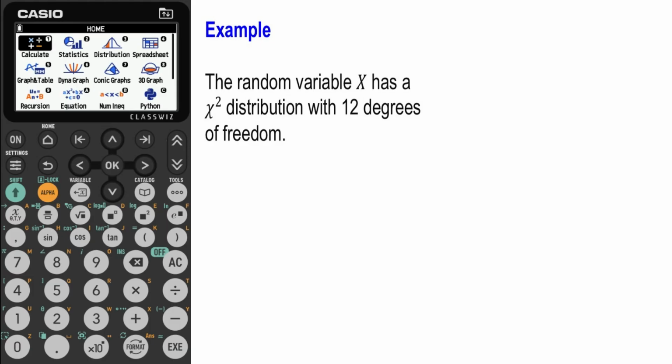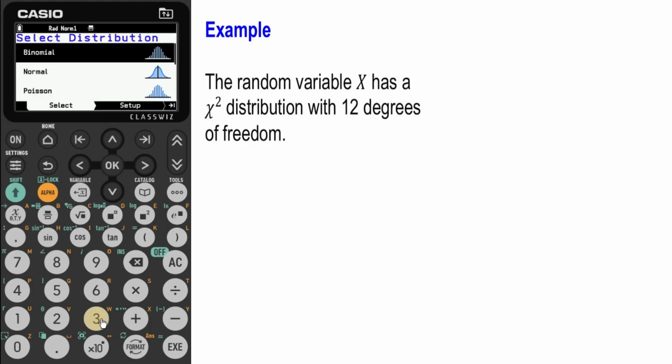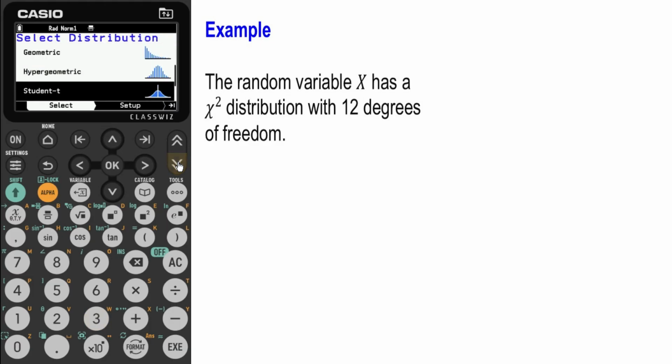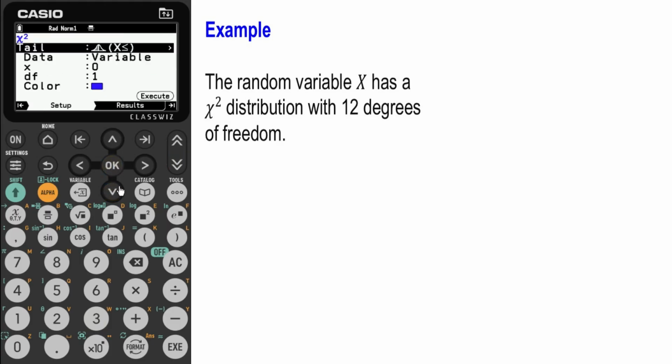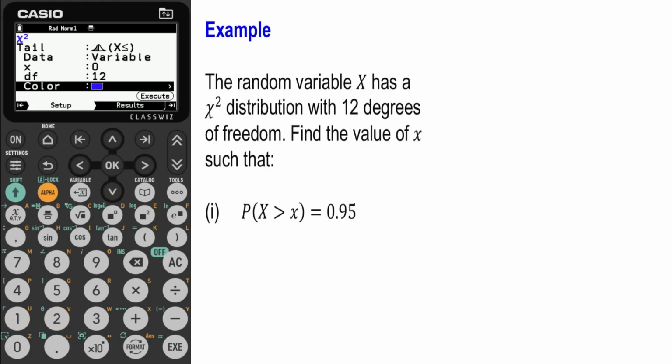The random variable x has a chi-squared distribution with 12 degrees of freedom. Let's enter this into our calculator. Let's go to the distribution application. We have a chi-squared with 12 degrees of freedom. For the first part, we have to find the value of x such that the probability that x is greater than x is equal to 0.95.